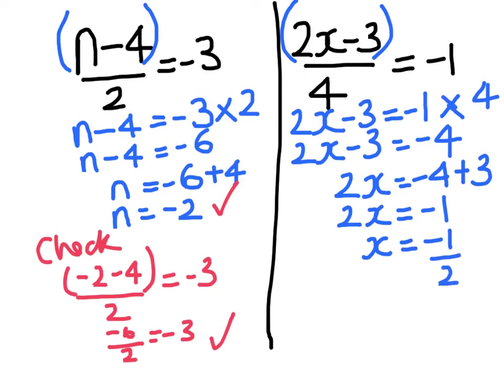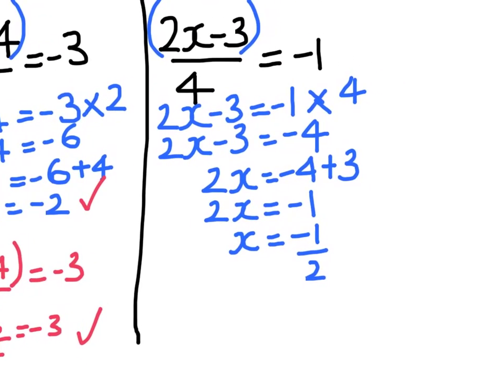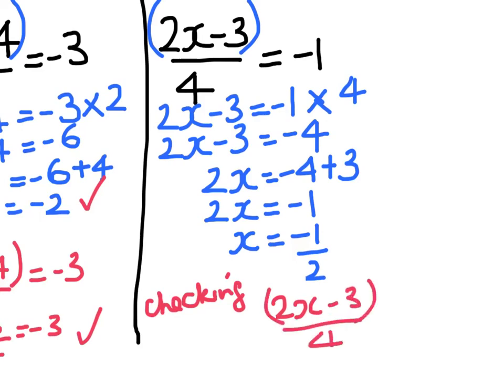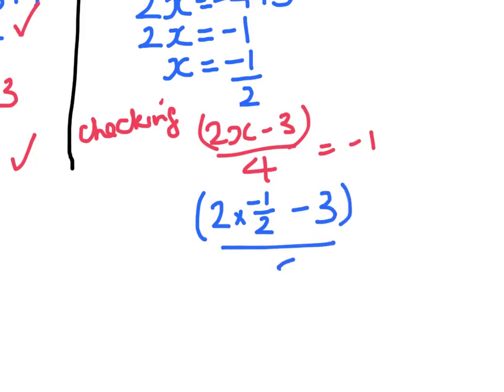Now we might just have a bit of a look to make sure it actually works. I'll just move this over so I've got a bit more room. Remember, I'm going to say I'm checking, and I'm going to write down that equation because I have run out of room: (2x minus 3) over 4 equals minus 1. I know a lot of you guys hate the idea of fractions, but they're not as scary as you think. So now we're going to substitute it in. We're going to go 2 times minus a half, scary, a negative and a fraction, minus 3, over 4 equals minus 1.